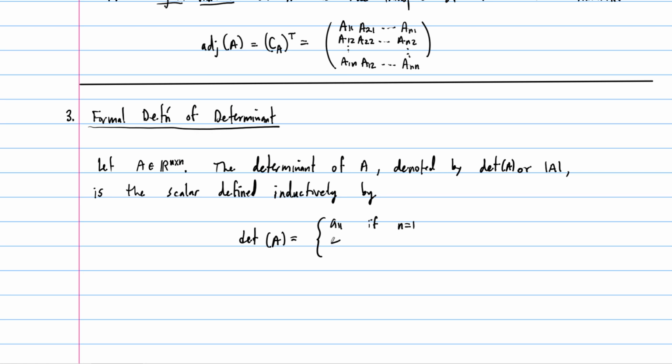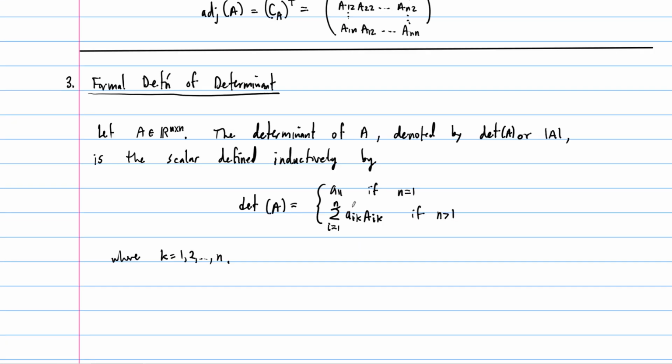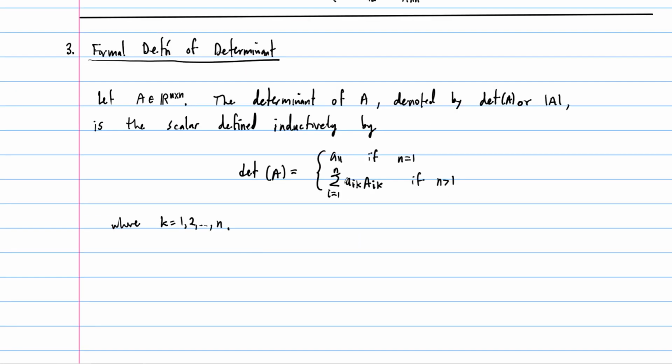And then it's defined by the sum, so I'll write it this way, the sum as i goes from 1 to n of lowercase a_ik times capital A_ik, if n is greater than 1. And here k is anything between 1 and n. Okay, so what does this mean? Let's look closer at this formula before we write anything else.